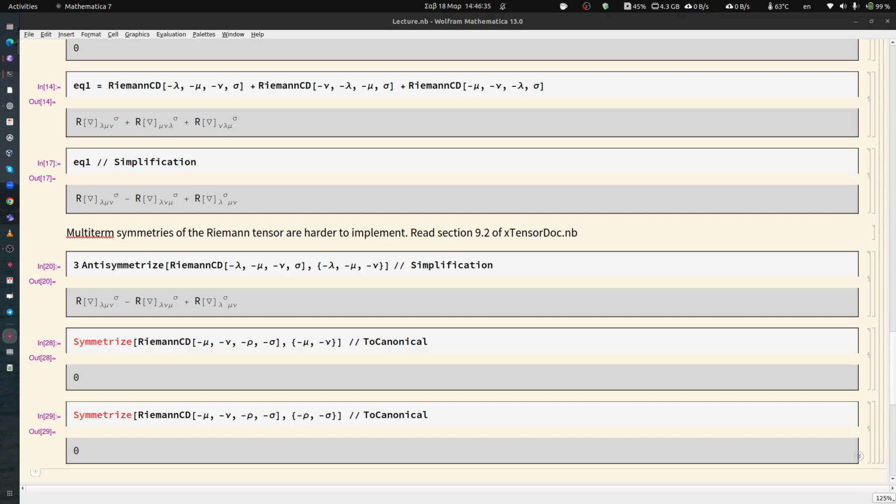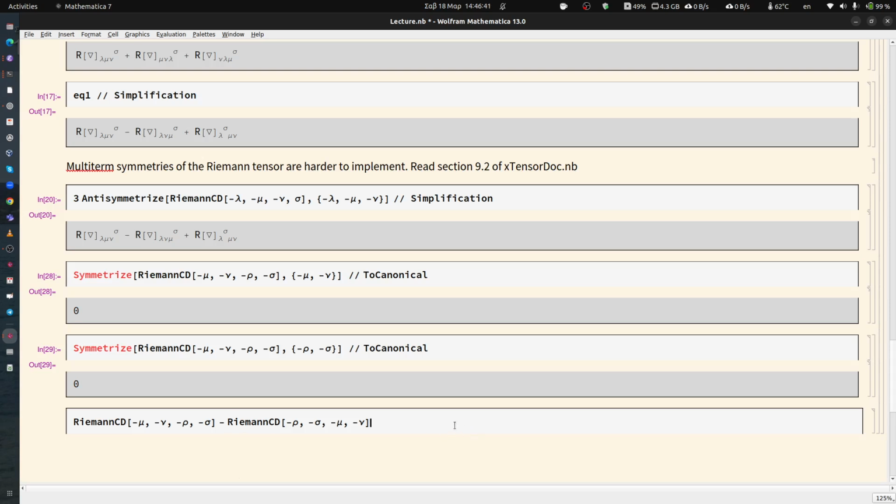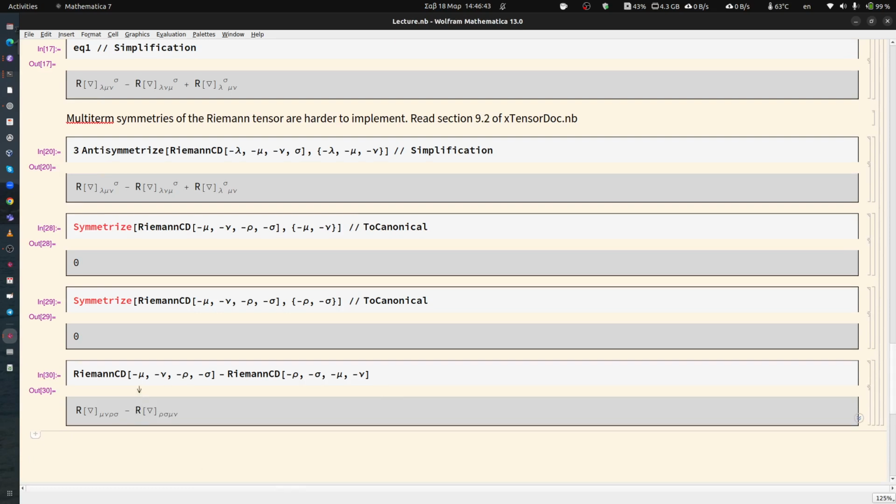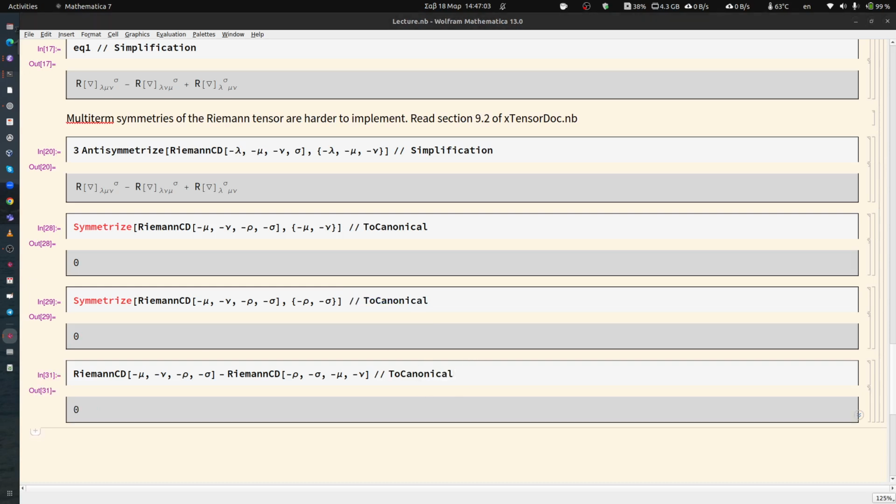Now, another property that the Riemann tensor with all the indices downstairs has is that it is symmetric with respect to the exchange of the pairs of indices, mu nu and rho sigma. So here I'm writing an expression that should be equal to 0. Now, this symmetry is built in xTensor, and when we act with ToCanonical, we obtain 0 indeed. So let's play a little bit more with the symmetries of the Riemann tensor.